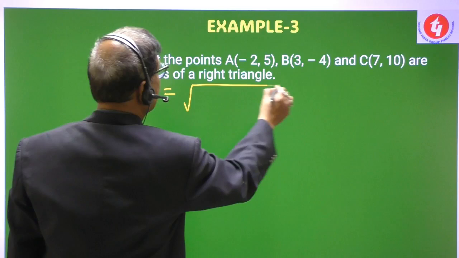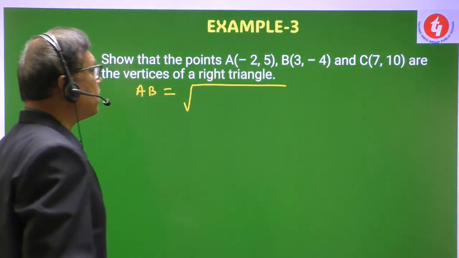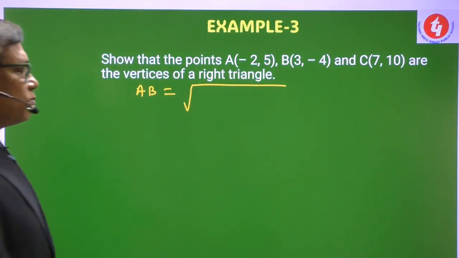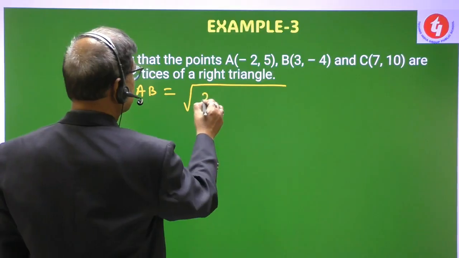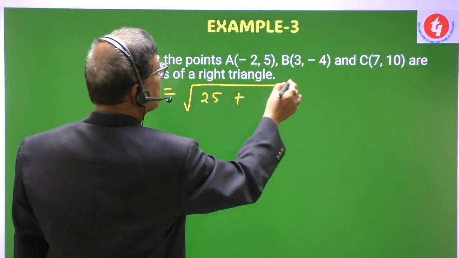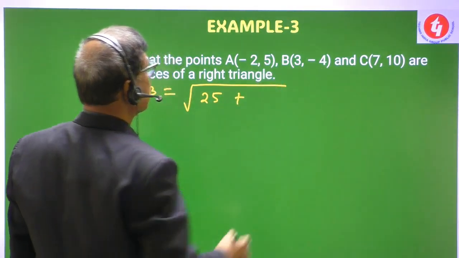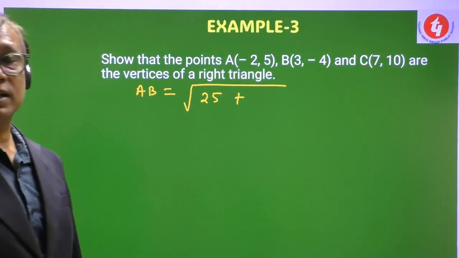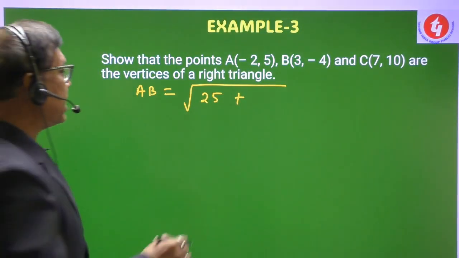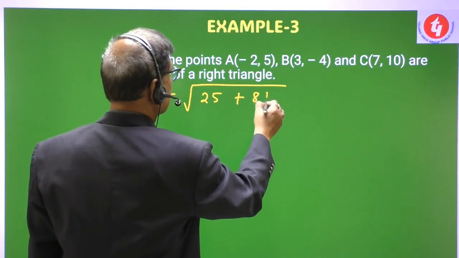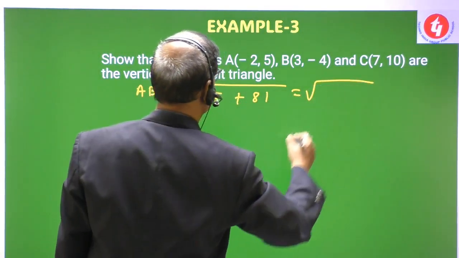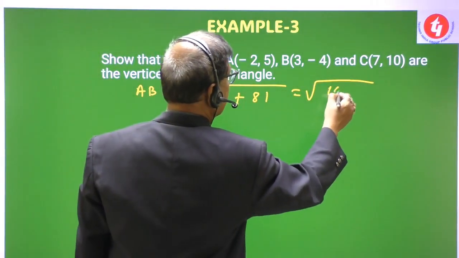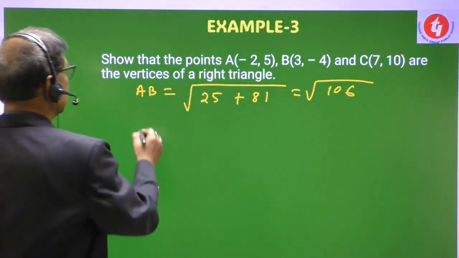So for AB: 3 minus of minus 2, that is 3 plus 2, 5. 5 square is 25. Yes. Now minus 4 minus 5, that is minus 9, and square of that is 81. So finally we are getting root over 106 unit.